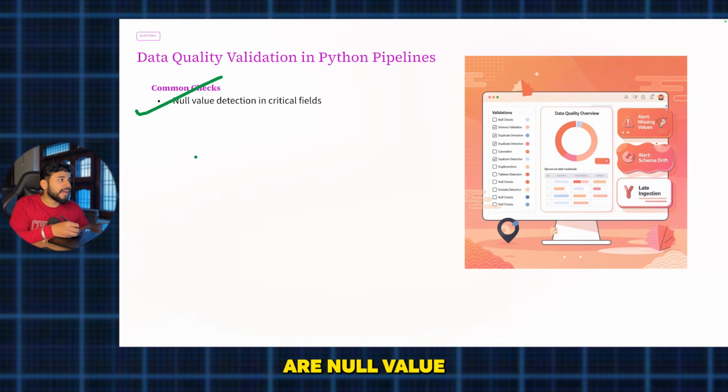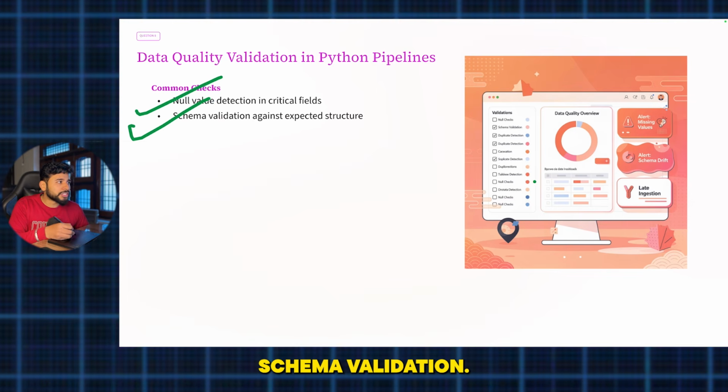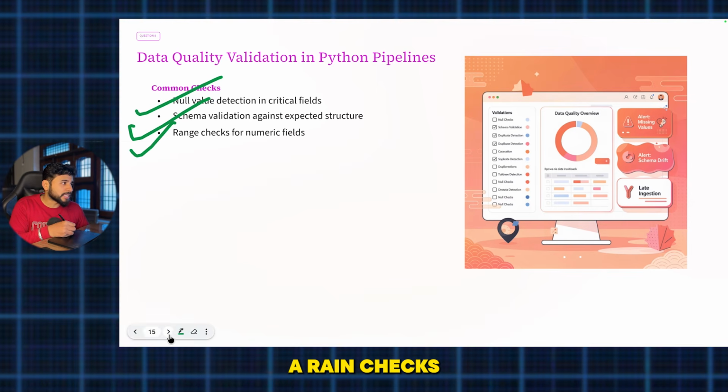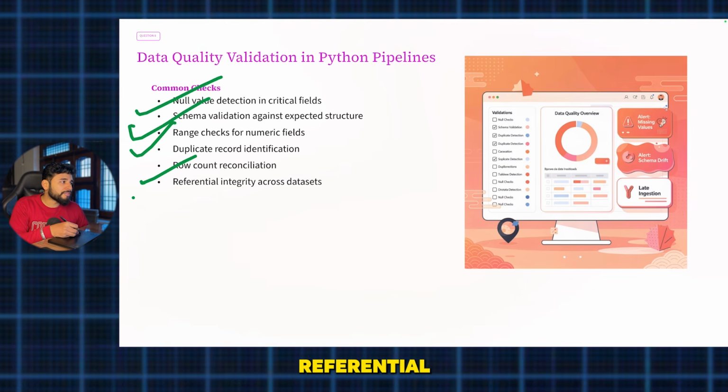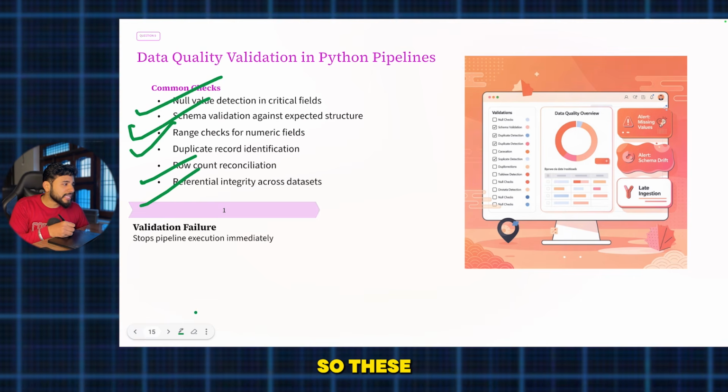Common checks are null value detection checks. Next thing is schema validation. Every time the expected structure should be there. There should be range checks on numerical fields. Suppose the value should not exceed 500, or it should be between 50 and 500 rupees. I am selling products, all the products are above 50 and none are greater than 500 rupees. So that particular range should be maintained for all the products. Then duplicate record identification, row count reconciliations, and referential integrity across the data sets. These kinds of checks you have to apply. Those are called data quality checks.